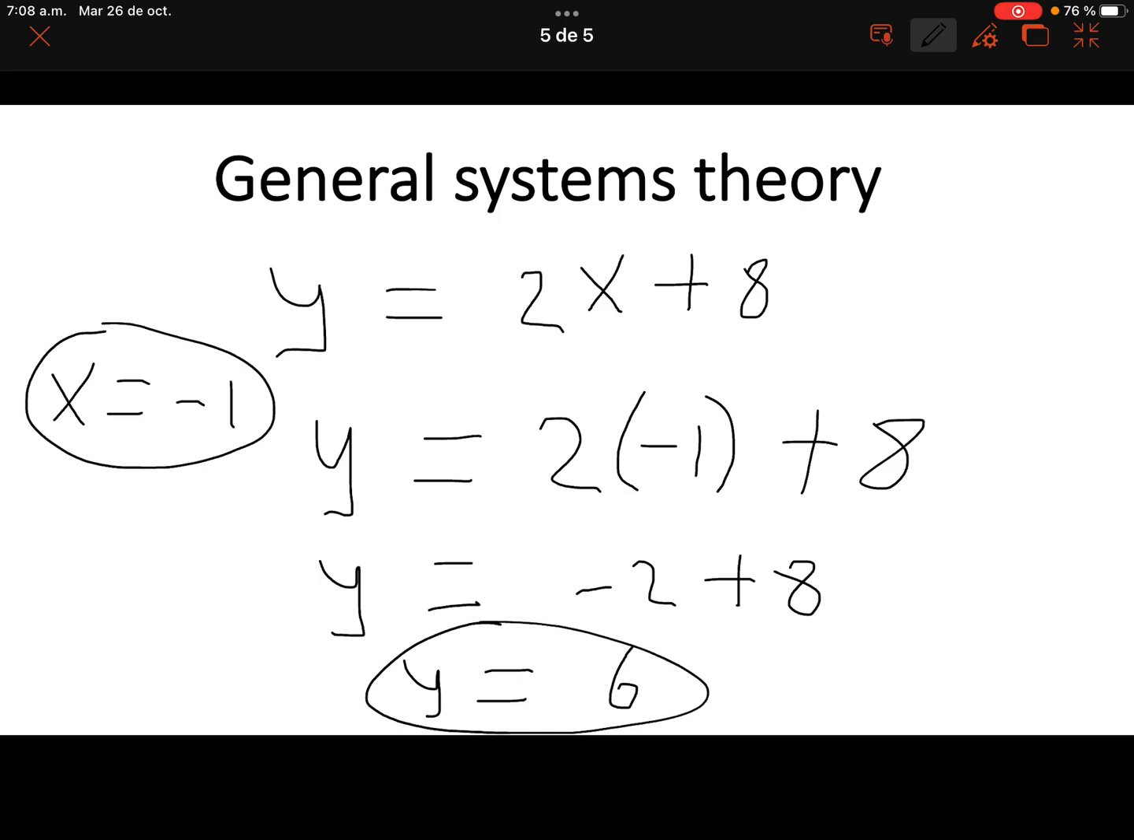Guys, this is a really nice example of general system theory application in math.